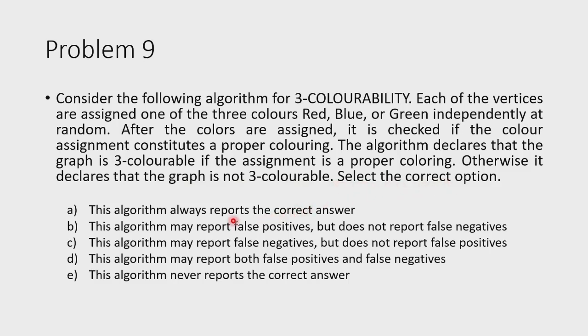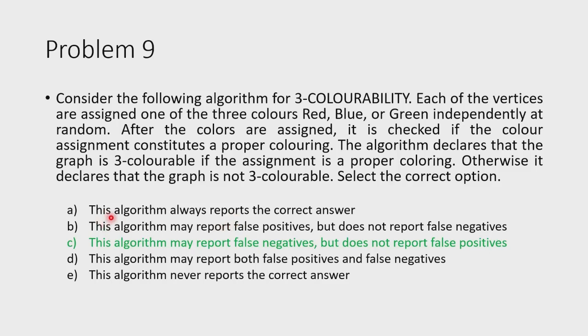The options are: the algorithm always reports the correct answer, the algorithm may report false positives but does not report false negatives, the algorithm may report false negatives but does not report false positives, the algorithm may report false positives and false negatives, and this algorithm never reports the correct answer. So would you like to guess the answer to this one? It may report false negatives. Okay, yeah, that's the answer, and let's see why.